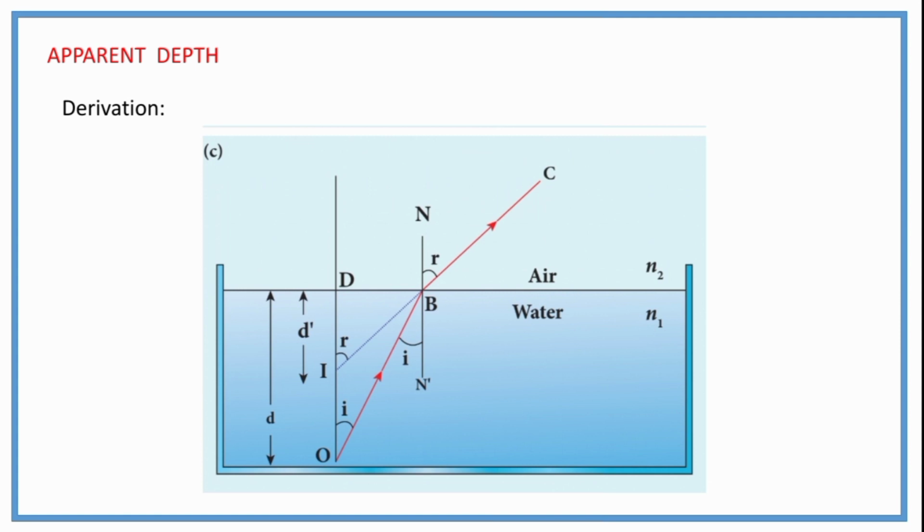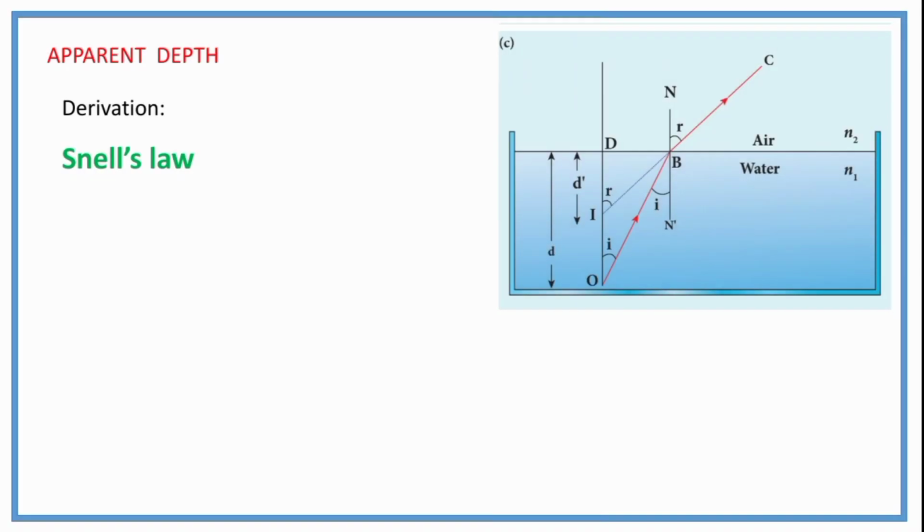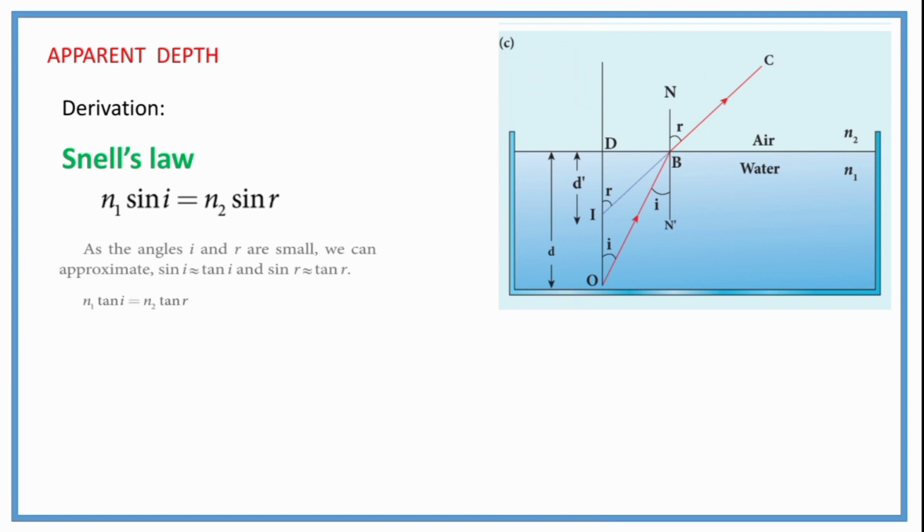I is the angle of incidence and R is the angle of refraction. We know Snell's law, that is N1 sin I equal to N2 sin R. As the angles I and R are very small, we take sin I equal to tan I and sin R equal to tan R. And the equation becomes N1 tan I equal to N2 tan R.